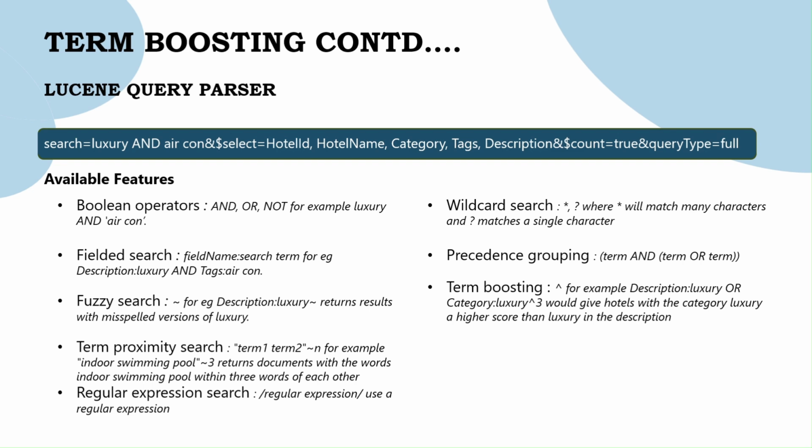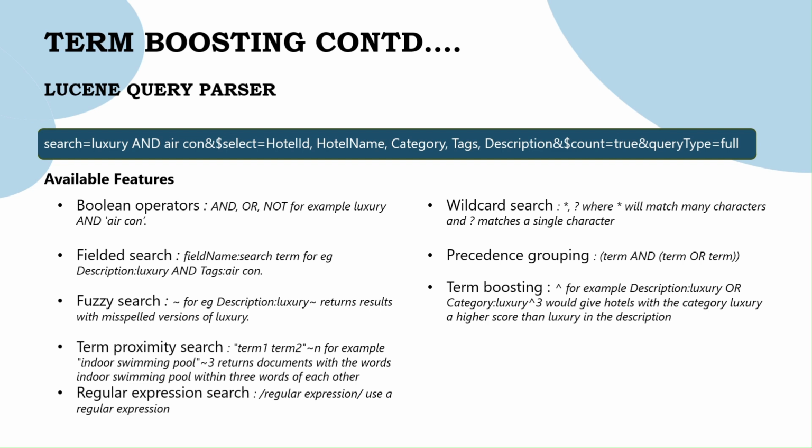You can also use regular expression searches and wildcard searches. With wildcard search, you can use an asterisk or a question mark, so you can match multiple or single characters. For example, air con with an asterisk sign will find both air con and air conditioning. Precedence grouping. You can group terms and apply logical precedence like the BODMAS rule. Term boosting. This feature lets you assign higher importance to certain terms.